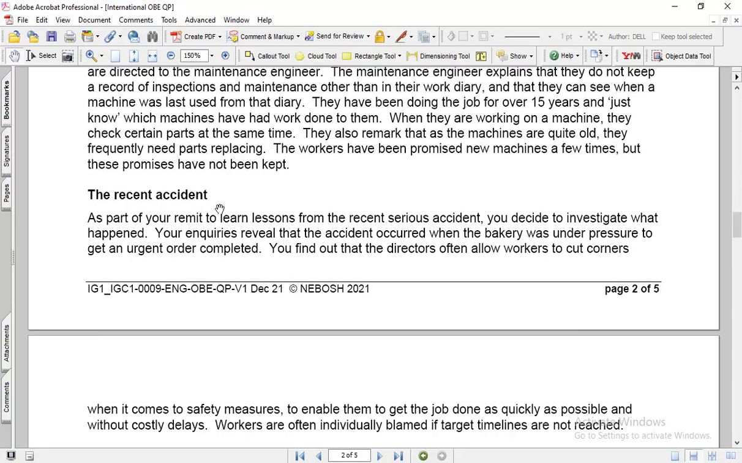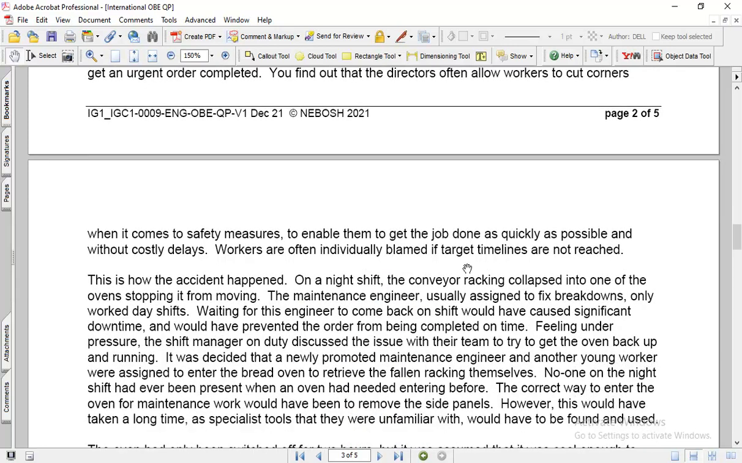Now we will discuss the recent accident. As part of your remit to learn lessons from the recent serious accident, you decide to investigate what happened. Your inquiries revealed that the accident occurred when the bakery was under pressure to get an urgent order completed. You find out that the directors often allow workers to cut corners when it comes to safety measures to enable them to get the job done as quickly as possible and without costly delays. Workers are often individually blamed if target timelines are not reached.